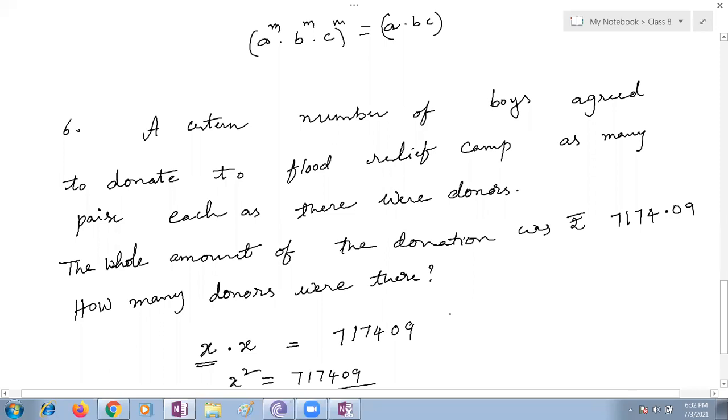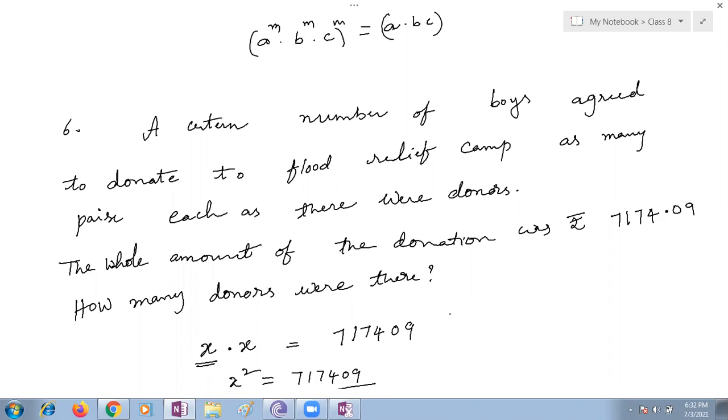See, children. Suppose there are 10 students. According to our question, how much money are they giving? 1 paisa each. Suppose 10 students are there, how much money is given as a donation? Ma'am, 1 paisa per student. That means with 10 students, how much amount is collected? 10 paisa.